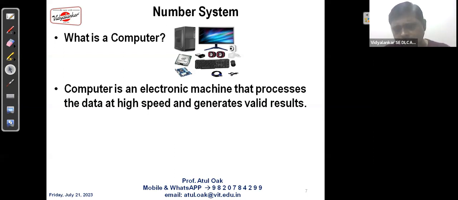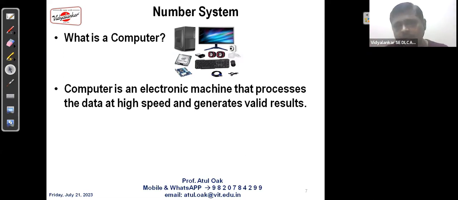And what is processing? Simple addition, subtraction, or sorting. Recollect C programming or probably Java programming. Searching. That all is a processing. You have to find largest number or arrange numbers max to min. That all is a processing.